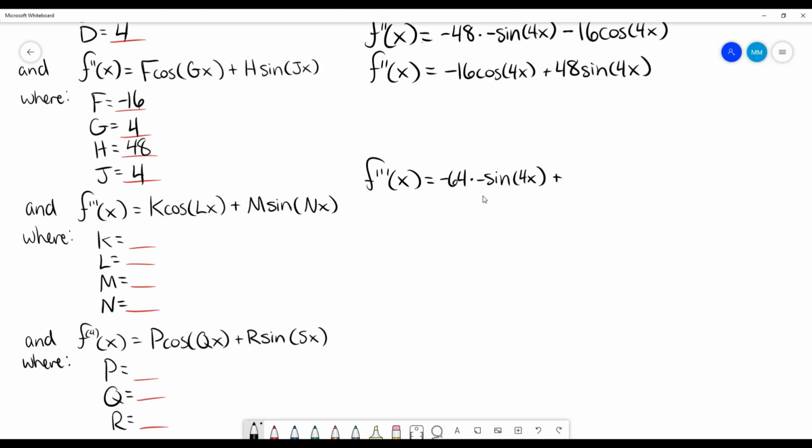Let's see. Oh, that's tricky. What is 48 times 4? Well, 48 times 2 is 96. 180, 192. There we go. Alright, so I'm just going to move those around again.